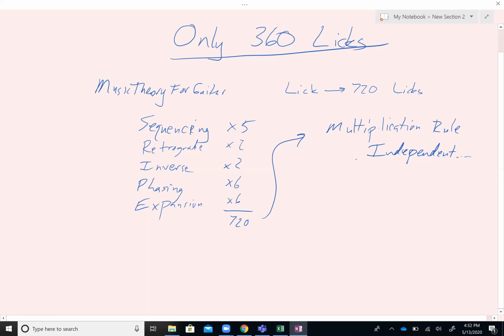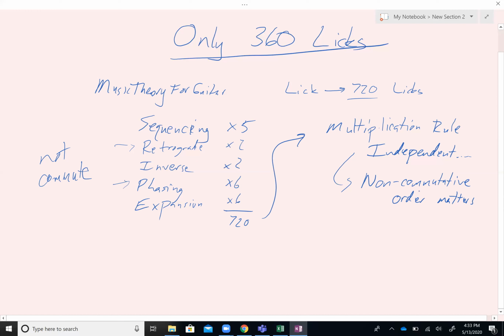There are two ways this can fail to be independent. One is if your actions are noncommutative, meaning that the order of the actions matters. Indeed, that's the reason I sat down to do the calculation, because when I looked at the retrograde with the phasing, it's clear that these two do not commute. So I wondered, well, maybe because of that, there's actually more than 720.